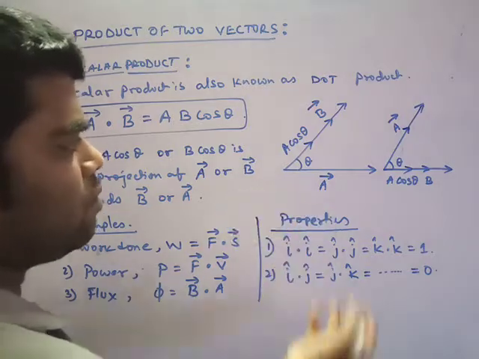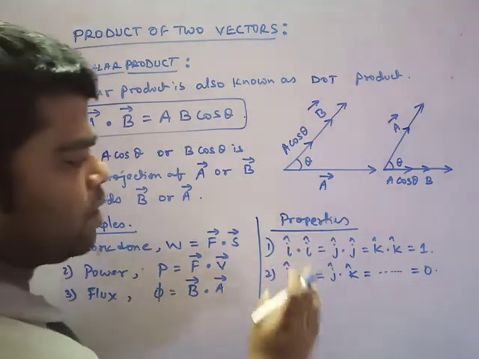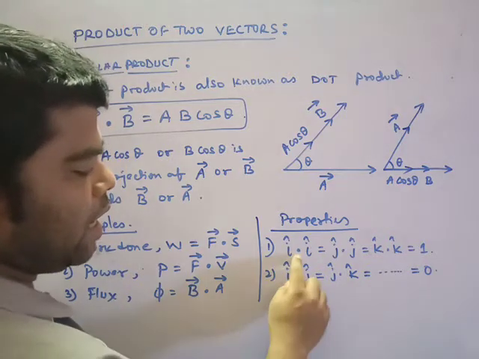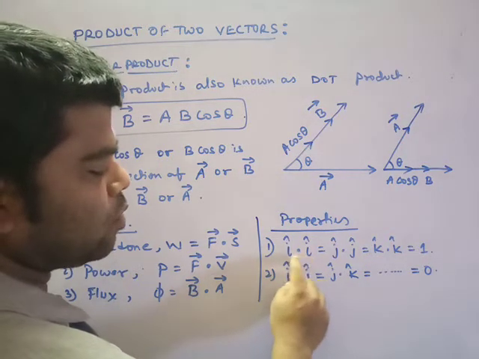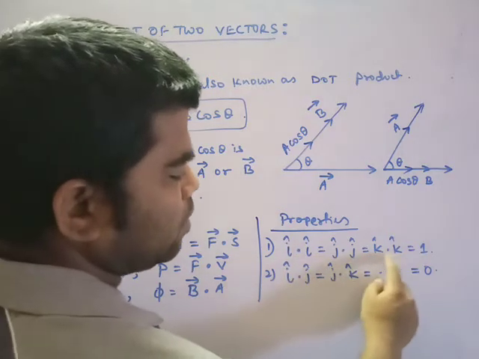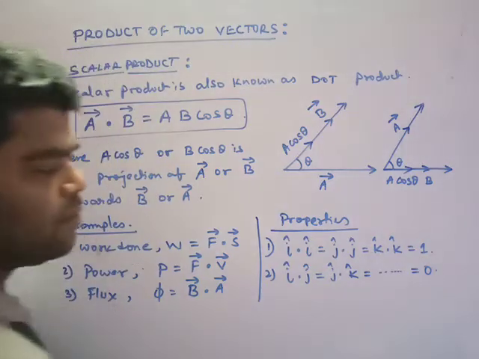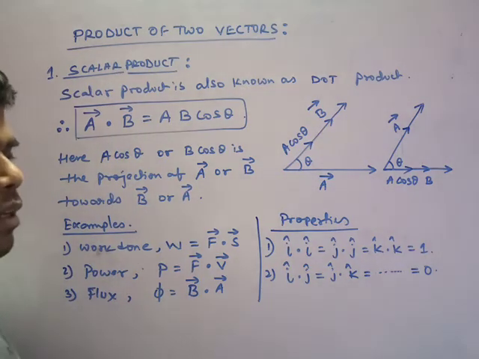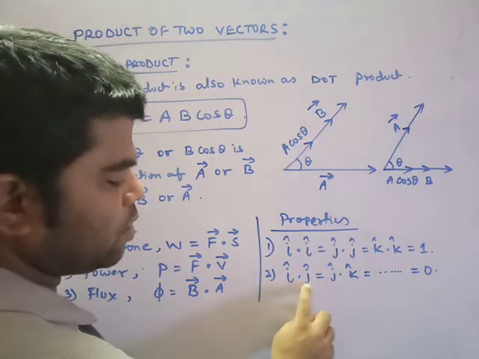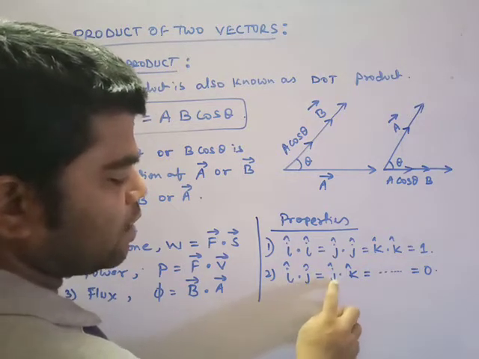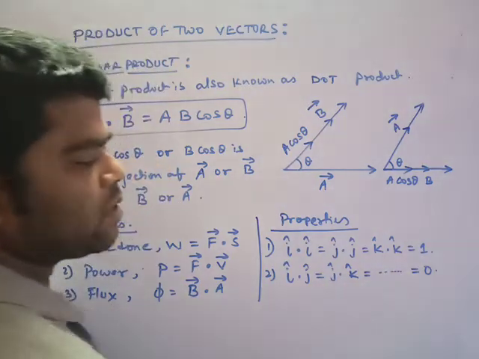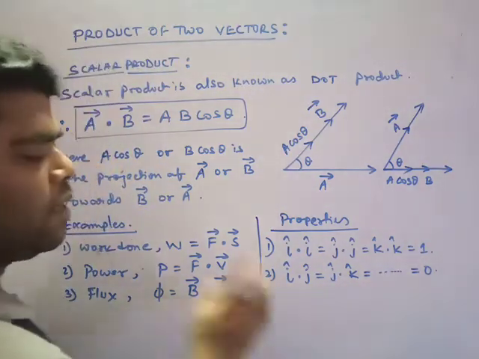But to solve this, we need some basic properties. First of all, I dot I, that is, similar orthogonal vectors when they multiply, the answer will give us 1. And when dissimilar ones are multiplied, like I dot j or j dot I, j dot k, k dot I, etc., they all will give us 0. What is the reason behind that?